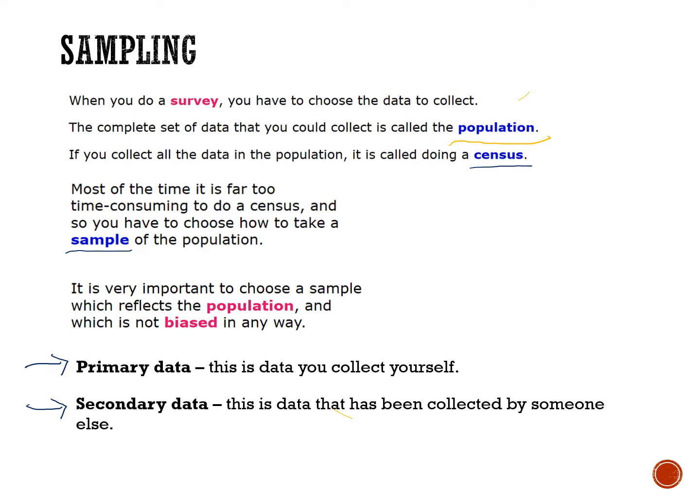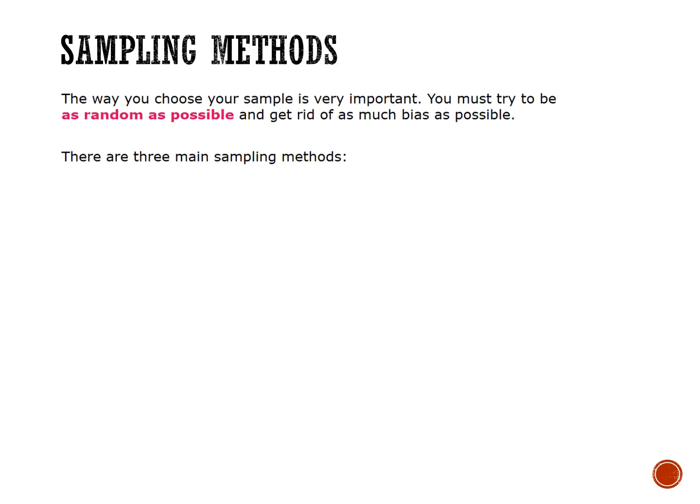Now, assuming that we want to do a sample, we're going to do that by sampling the data that's available to us. There are 3 main sampling methods, and you want to make sure that your sampling methods aren't going to give you biased data, they're going to give you representative data. So here are the 3 main sampling methods that you need to know.